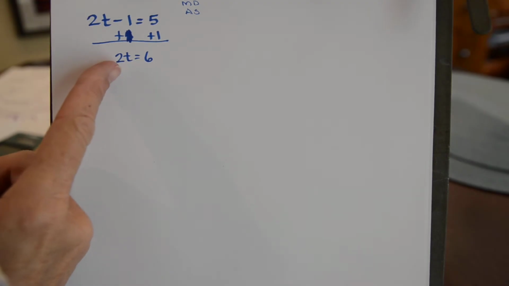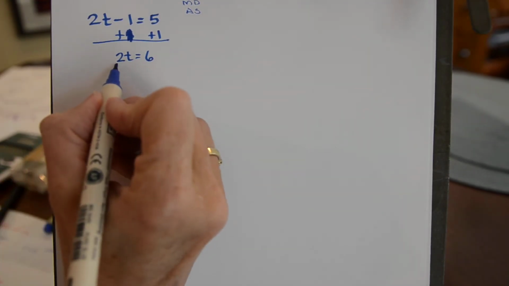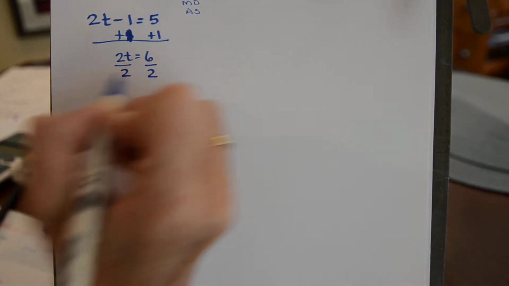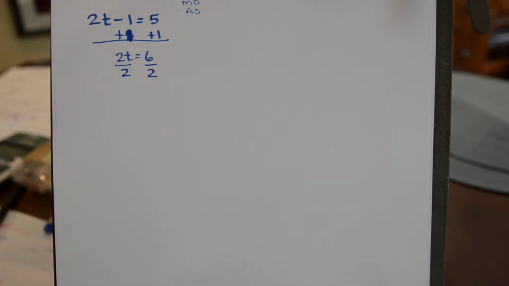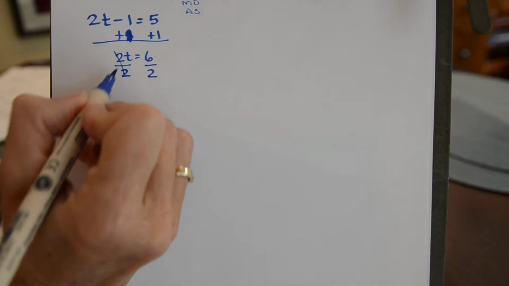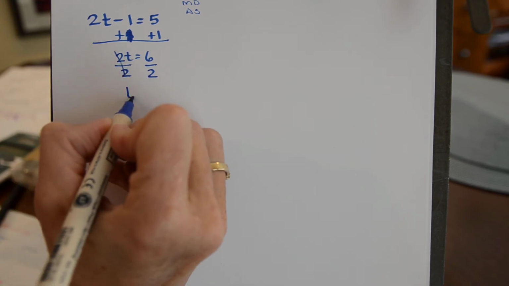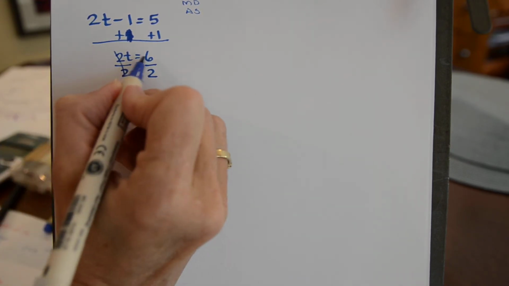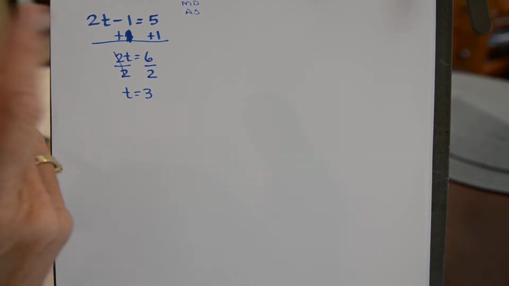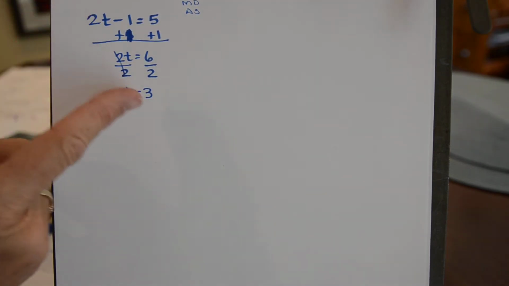Now, this is multiplication. What is the opposite of multiplication? It's division. So I will divide both sides by 2. I am undoing this, so I'm doing the opposite. The reason I divided by this is because I wanted this to go to 1. 1 times t gives me t. And 6 divided by 2 gives me 3. So that is the answer to this. The missing letter t is the number 3.